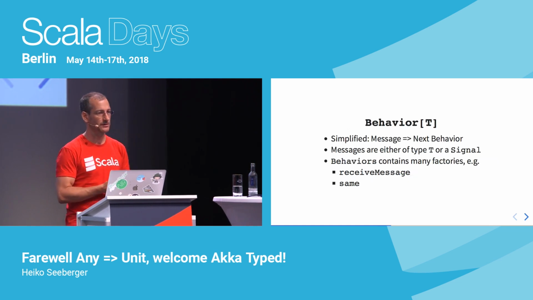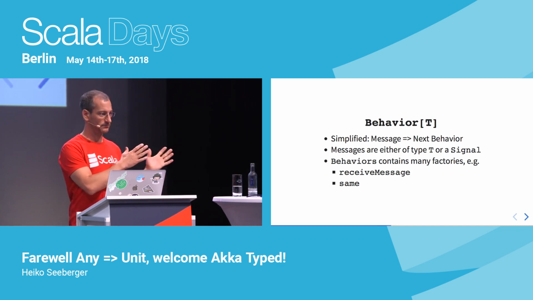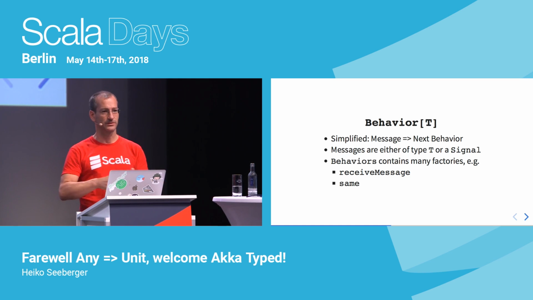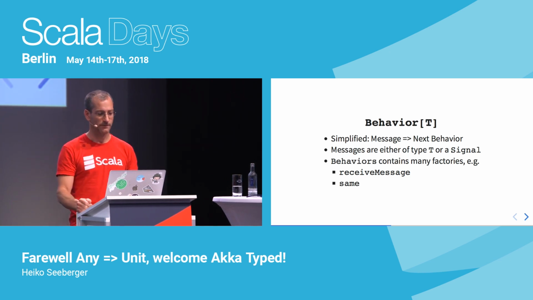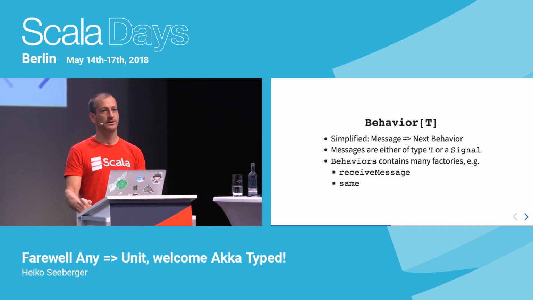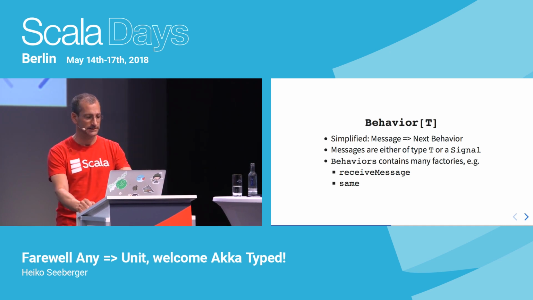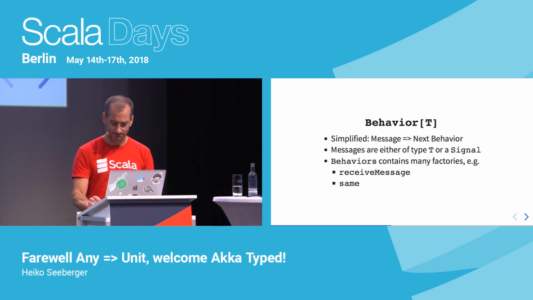This behavior of T looks a lot like, in a simplified version, a function from a message to the next behavior. And that really nicely matches the original definition, right? An actor can designate the next behavior. So whenever an actor receives a message, it has to tell Akka the next behavior. And these messages are either of type T, or they can be special Akka messages called signals, like terminated, if you watch some other actor, or post stop, pre-restart. And in order to create a behavior, you go to this behaviors object, and that contains a couple of factories like receive message or same, and we will take a look at that.